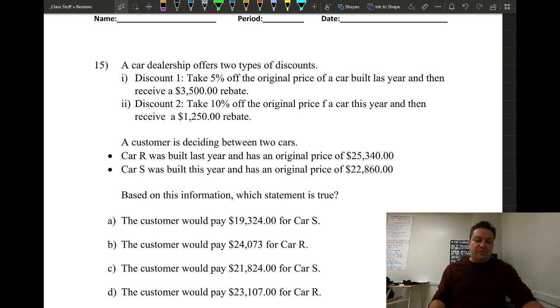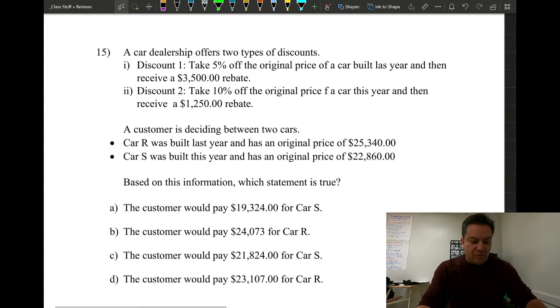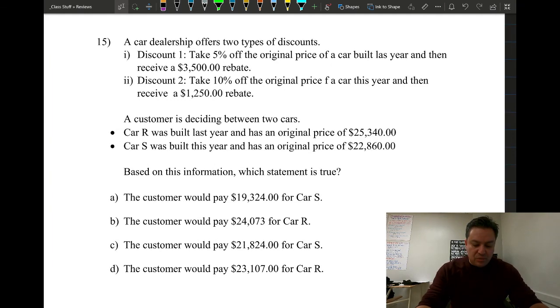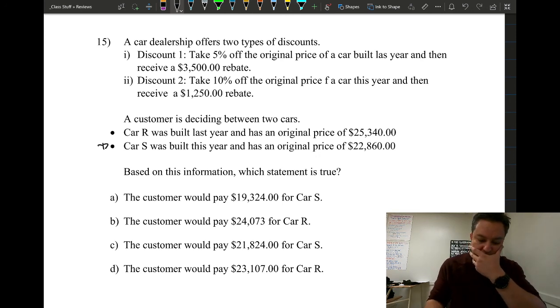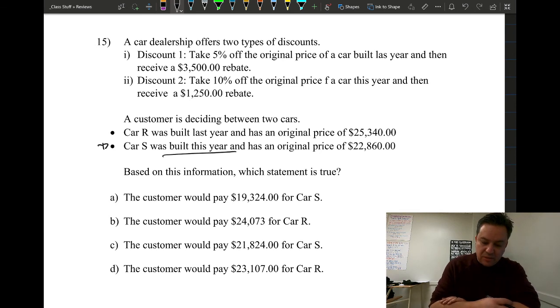So you will have to actually work all this out. Whatever is asked on the bottom, work that one section at a time. So for instance, based on the information, which statement is true? The customer will pay $19,324 for car S. So we gotta look at car S right here. Car S is a car built this year. So that's the discount. So a car for this year is gonna be this one right here.